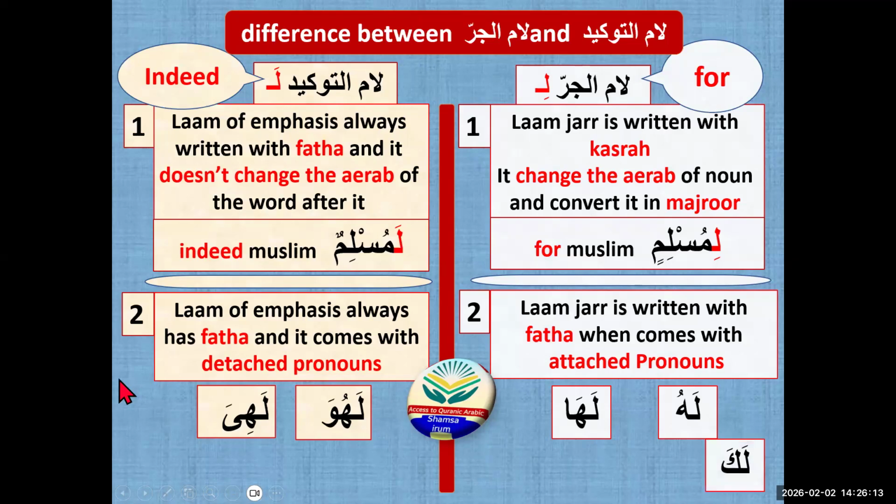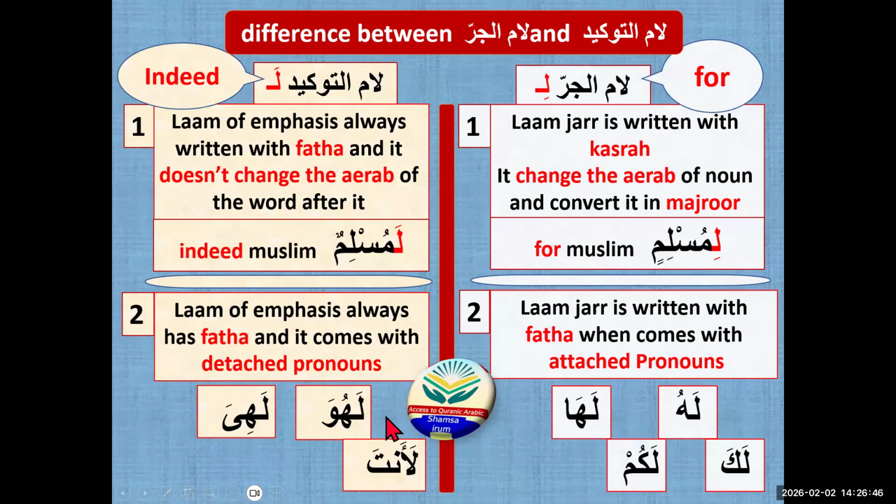More examples: laka, and on the other hand, la anta. This ka tells me that it is a majroor pronoun, and it connects with the lam, so it is a lam jar. On the other hand, anta is a marfu pronoun, an independent pronoun, a detached pronoun, a separate pronoun, and it is connected with a lam. This lam we call lam of emphasis, because the lam of emphasis attaches with the marfu pronoun, not the majroor pronoun.